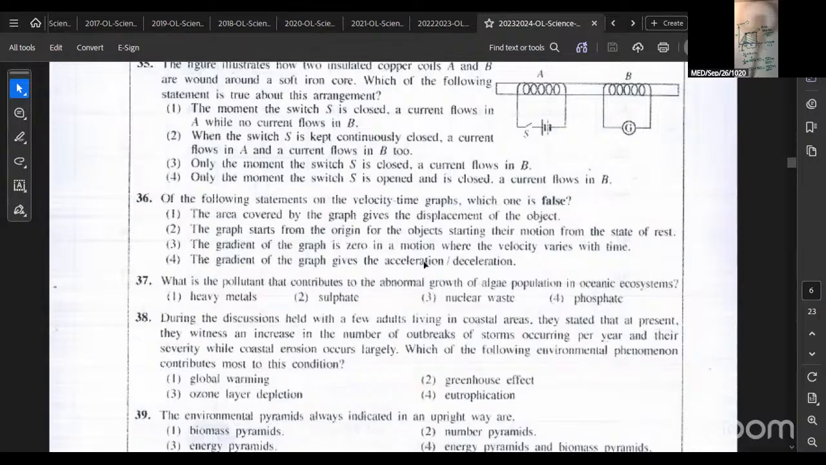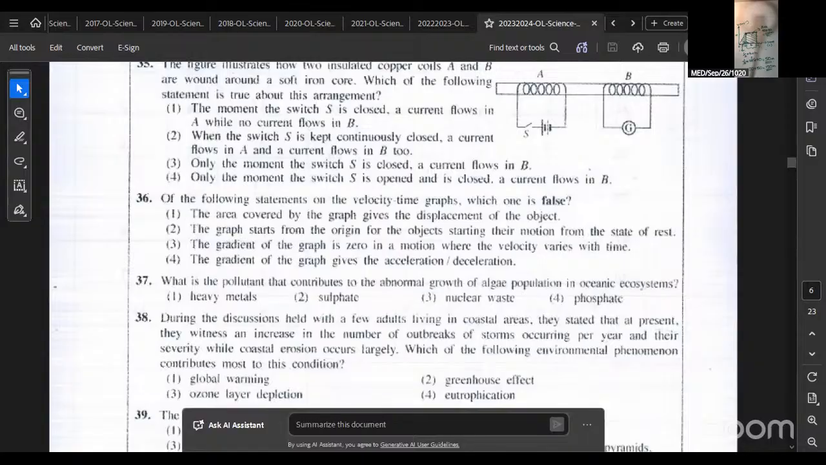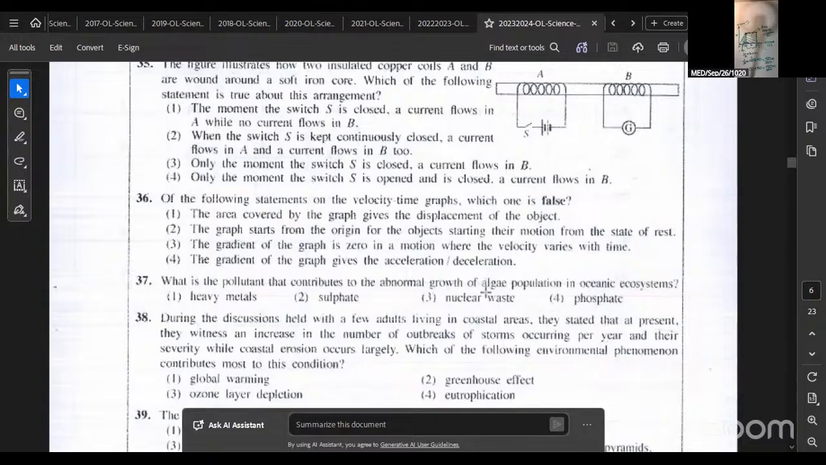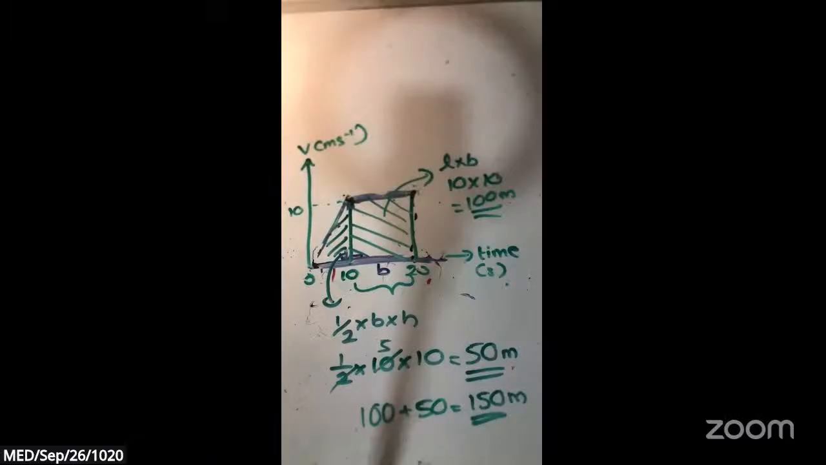Because it's already past 10, right? Okay. So here, this question, they have said which one is false, right? But we'll just go and see which one is true. So now the area covered by the graph gives the displacement. Now they're talking about a velocity time graph, right? I'll just draw it on the board and show you. Give me a minute.